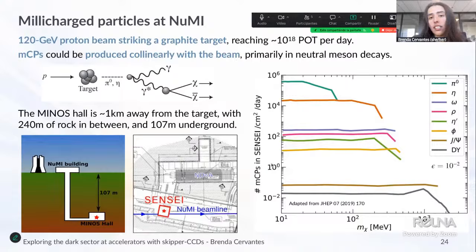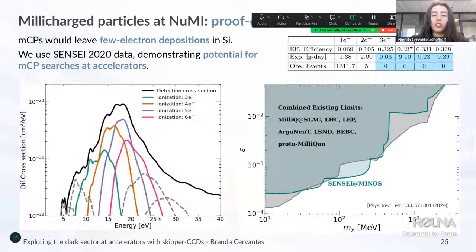So this is the number of Millicharged particles that SENSEI would see coming from NuMI. And we have in this setup a good shield from cosmics and also a good shield from different higher energetic particles that come directly from the beam, because we have 240 meters of rock in between this place and the target. So it turns out that SENSEI was sensitive to Millicharged particles.